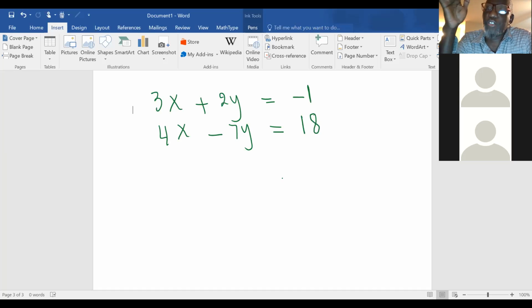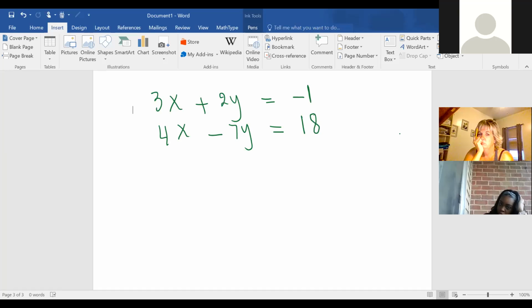Now we have to look for the first number that is a multiple of 3 and 4. 12. Everybody agree with that? The first number that is a multiple of 3 and 4 is 12, right? So basically, we want one of them to be positive 12, the other one to be negative 12. And that is a choice of yours, positive 12 in front of one X, negative 12 in front of the other, or vice versa, right?